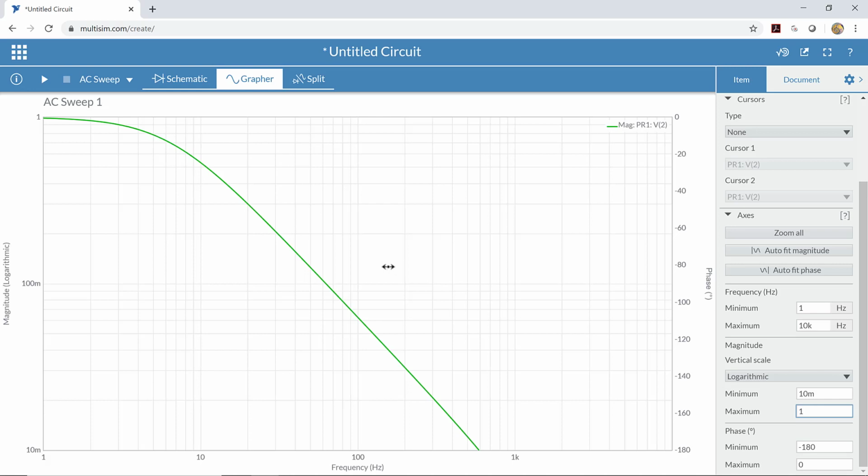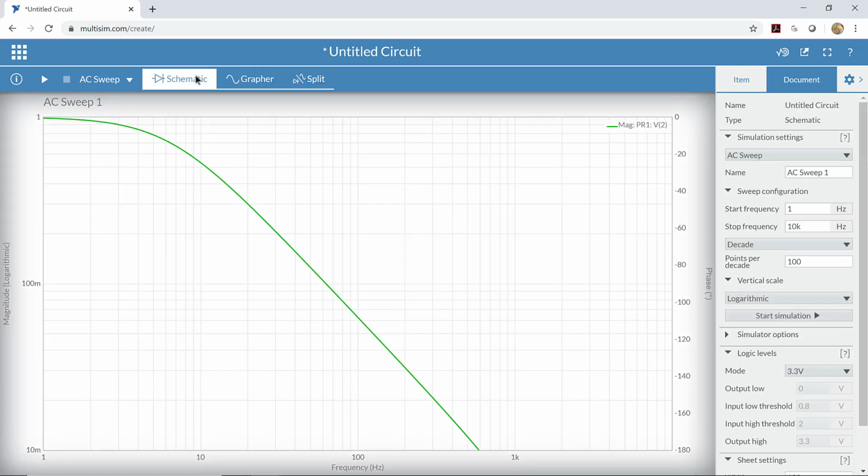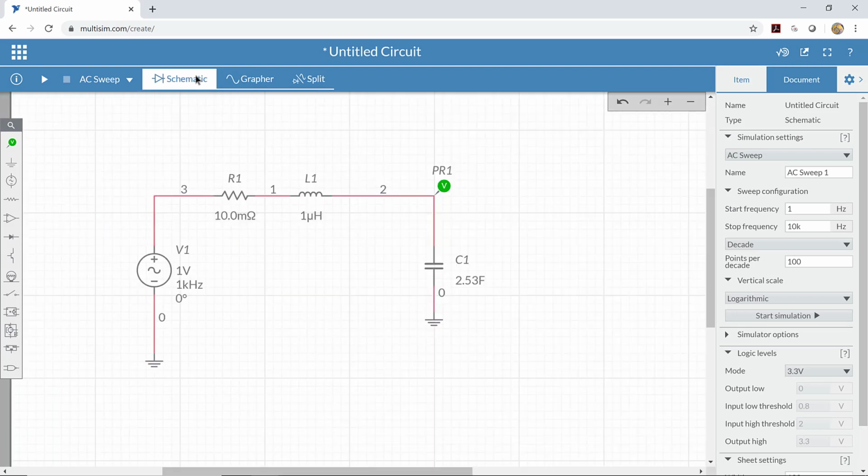And we can see that we're getting much less of a peak there. Okay, so that is one way that you can decrease the peak in your circuit. You can just add a small resistance, and that greatly gets rid of it. So that's a little bit about how you can create an LC circuit in Multisim.